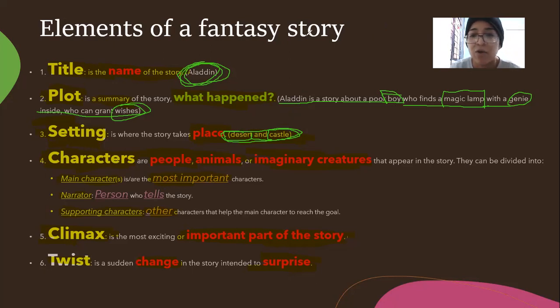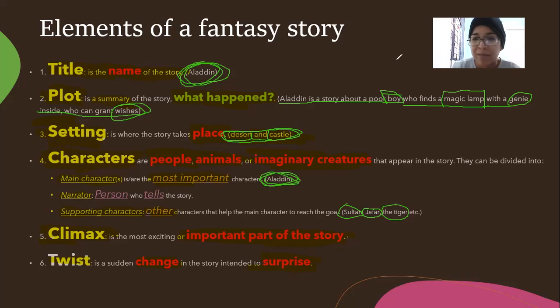Then, characters. ¿Cuáles son los characters in Aladdin? Recuerda, los characters son la gente que participa ahí en la historia, los personajes. Let's check. The main character. ¿Quién es el main character in Aladdin? Pues Aladdin. Obviamente, ¿verdad? Él es el main character. Is the most important character in the story. And then los supporting characters. Luego tenemos los supporting characters que son Sultan, Jafar, Jasmine, the tiger, etc.